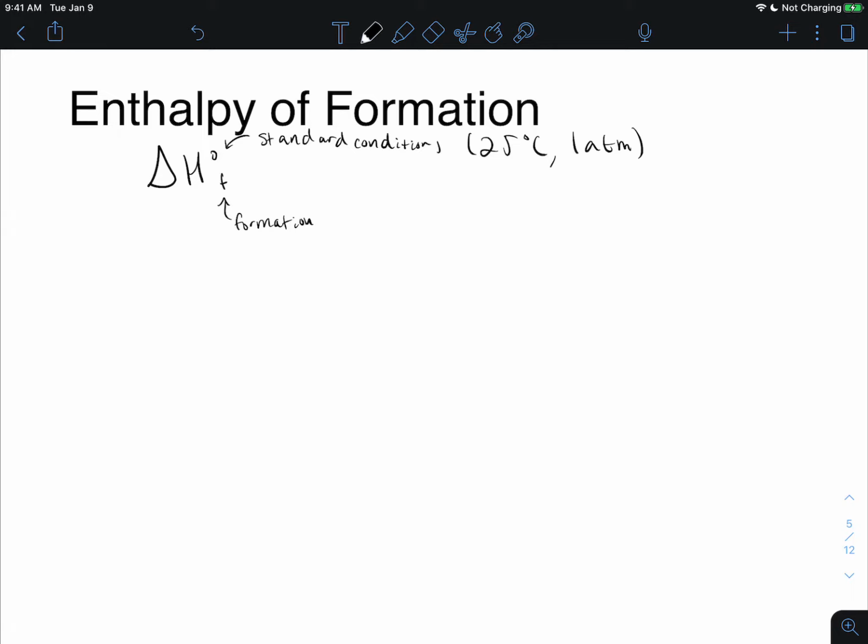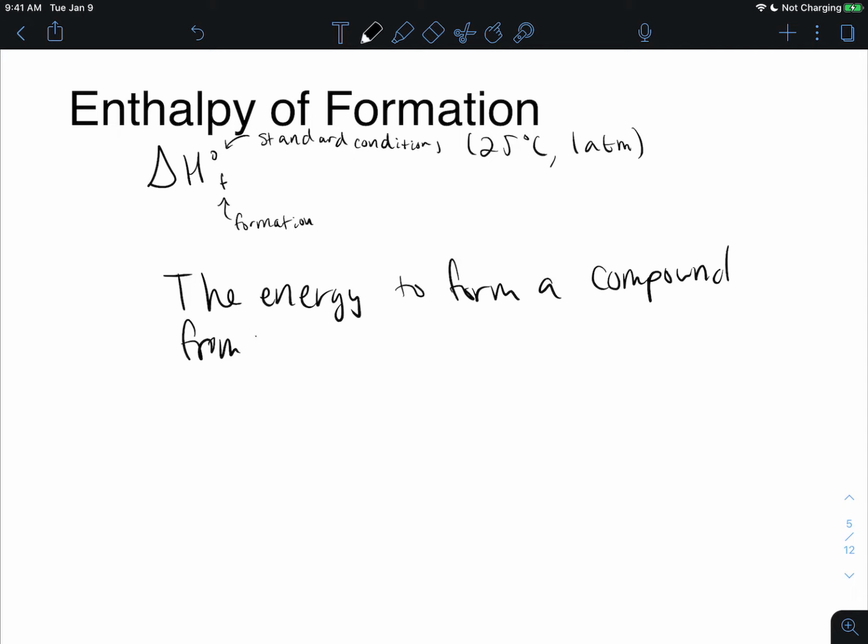Okay, so when we're talking about the enthalpy of formation, we're talking about the formation energy of a compound. So energy to form a compound from its elemental components. Okay? So we're taking elements, we're combining them to form a compound.